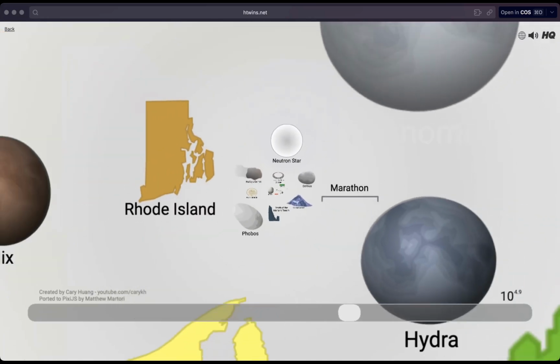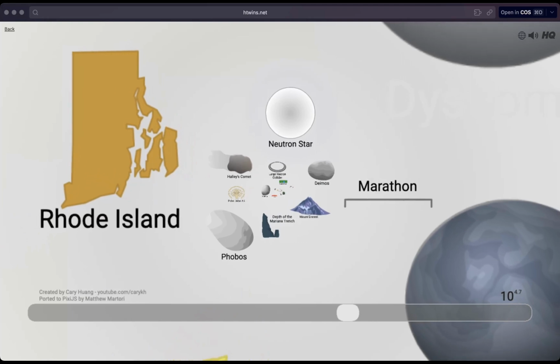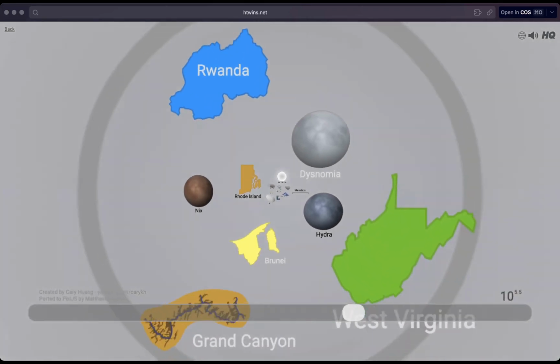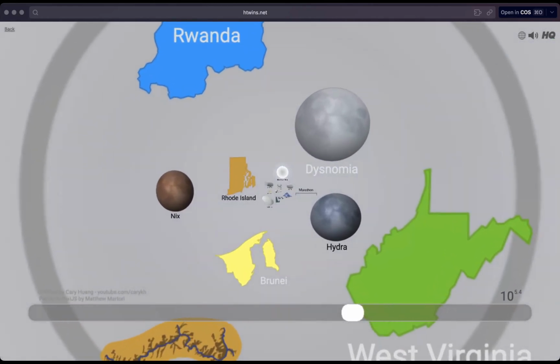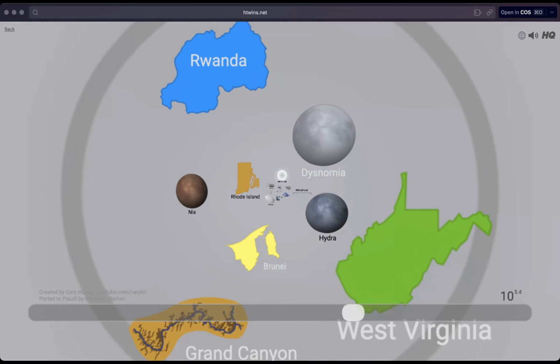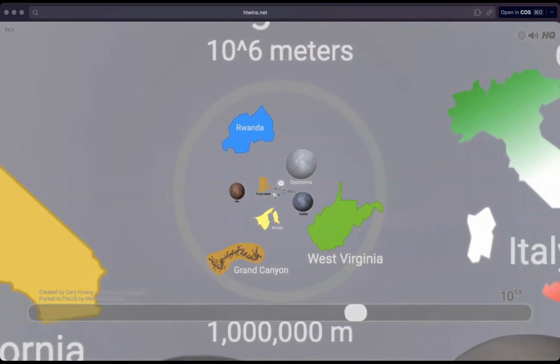Okay, there's a neutron star. Look at that, neutron star is smaller than Rhode Island. I just think it's really funny that they included Rhode Island. It's random. Huh? Maybe. Possible. Or they're from Rwanda or West Virginia. Those are also in here.